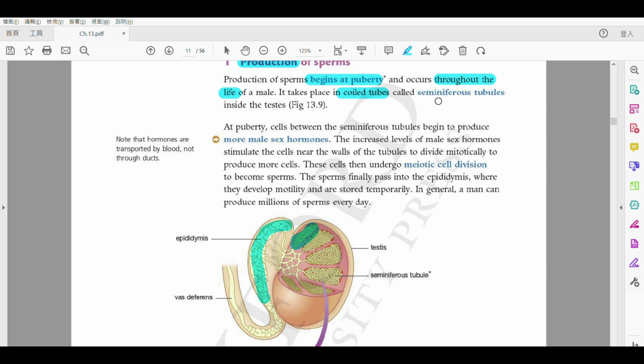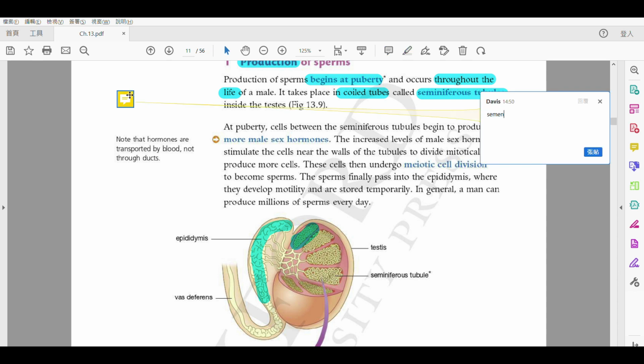These coil tubes are called the seminiferous tubules. How do you read that? Seminiferous. Seminiferous tubules should be 精小管 in Chinese, but don't remember the Chinese. How do you remember the word seminiferous? Quite difficult, but you can see that it's related to semen. Do you remember earlier we just learned about seminal fluid, right? Seminal fluid.